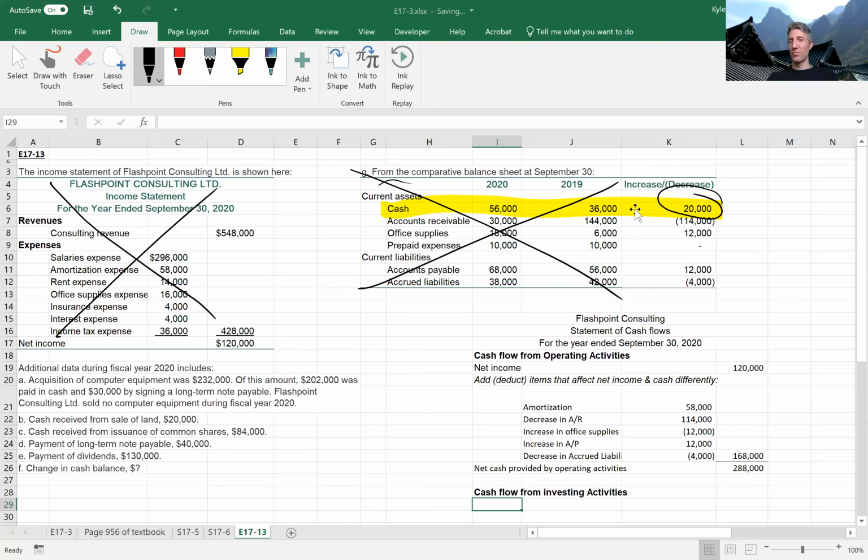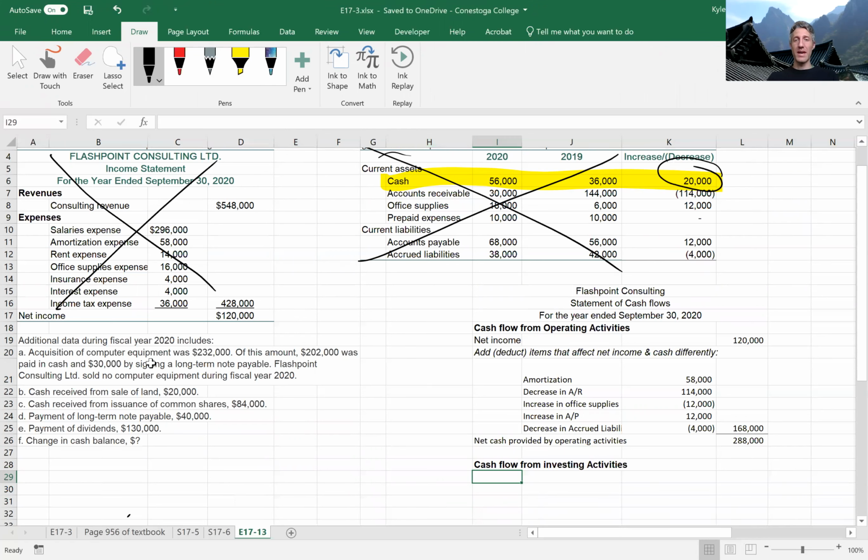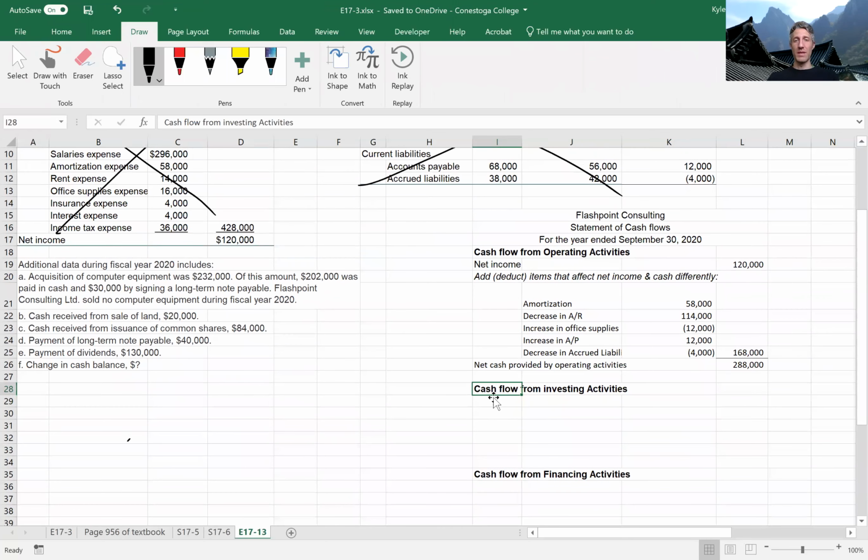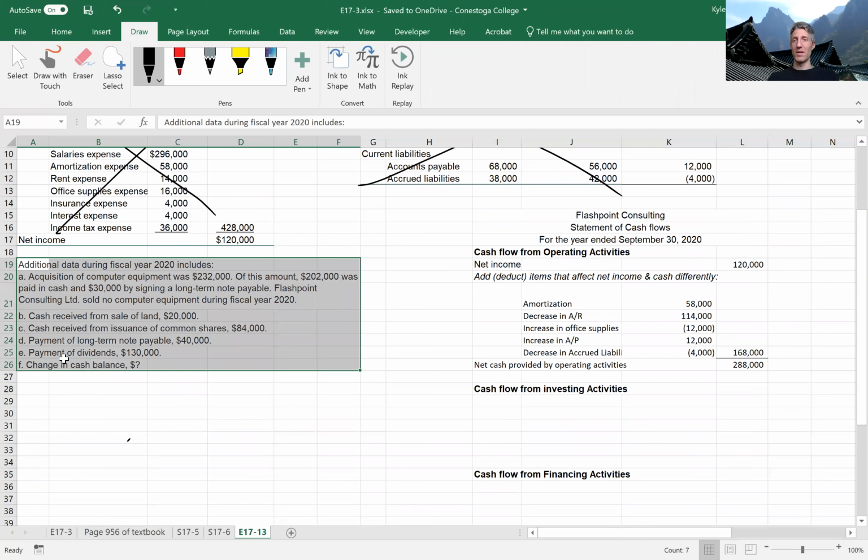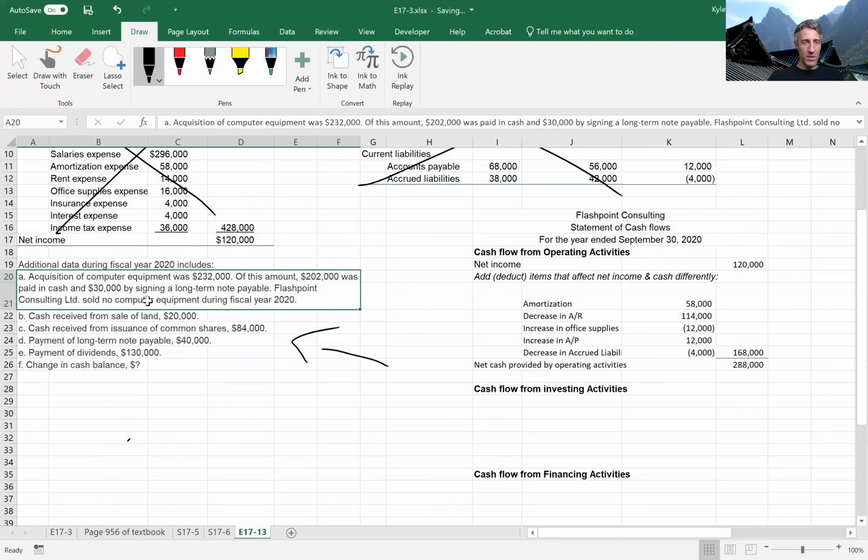That's the only thing that we really need from this problem, which means that everything else we need from the investing and financing section is going to be included in this additional information section. So we're going to be given line items or questions that look like this. So acquisition of computer equipment, remember computer equipment is a long-term asset, was 232,000. Of this amount, 202 was paid in cash and 30,000 by signing a long-term note payable.